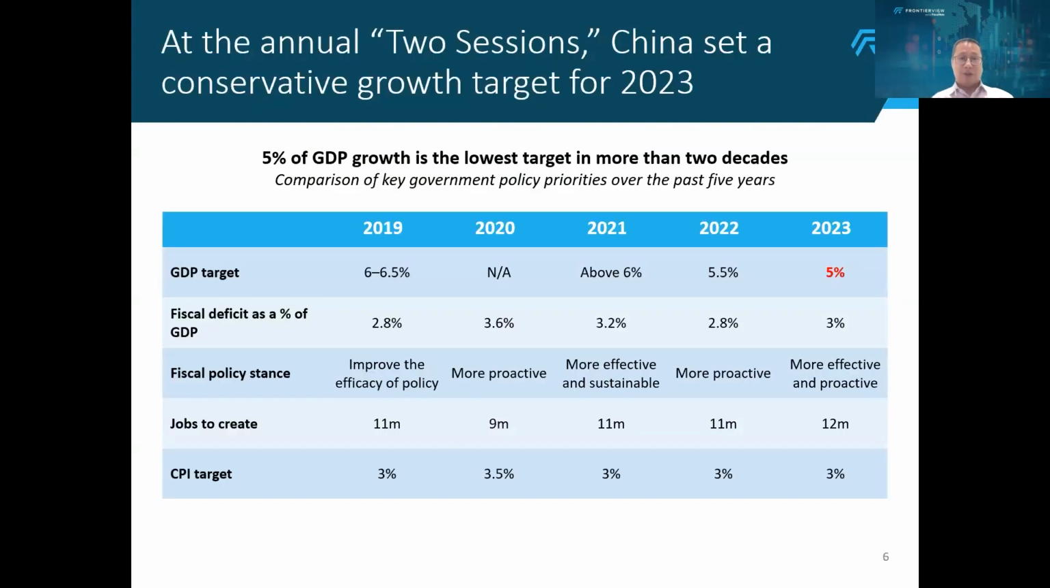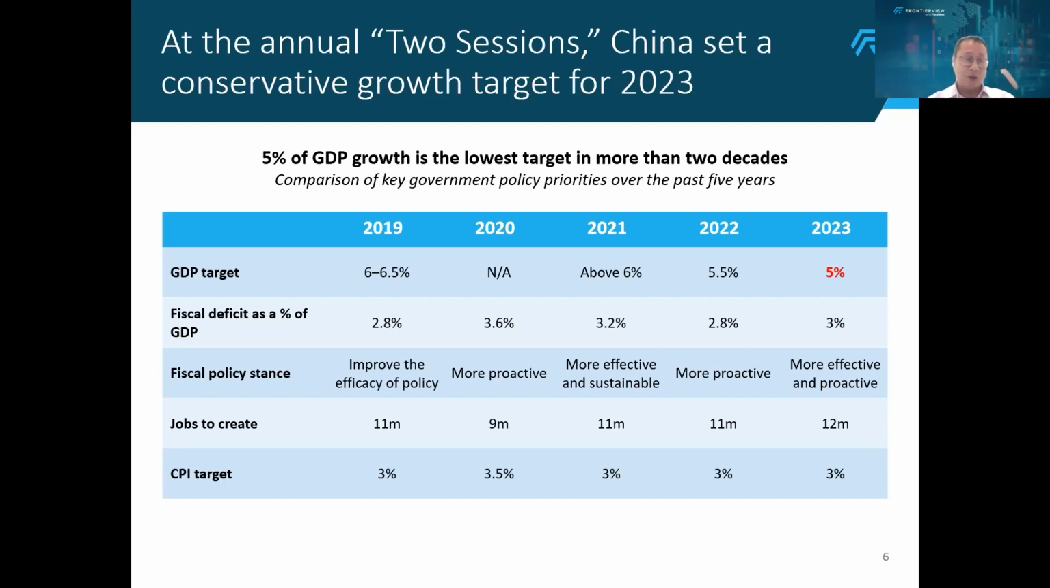At the two sessions, as always every year, that is the occasion for the central government to set out a set of economic targets for this year. GDP target, we mentioned that, which is 5%, and this is of course catching everybody's eyeballs, so I've highlighted it in red. Fiscal deficit as a percentage of GDP, 3%, is only slightly higher than the 2.8% last year. We mentioned just now that this means China is quite unlikely to go on a spending spree on the supply side just to boost the economic recovery by building.